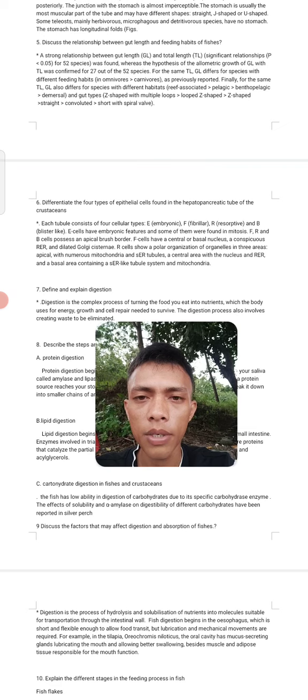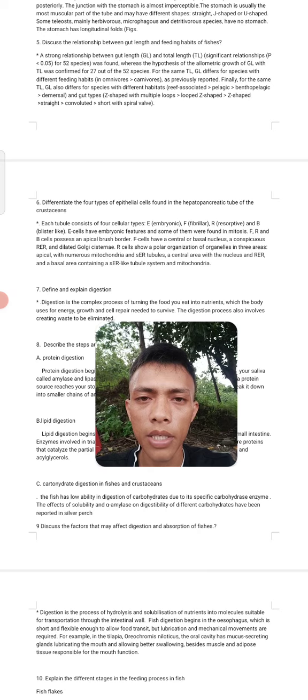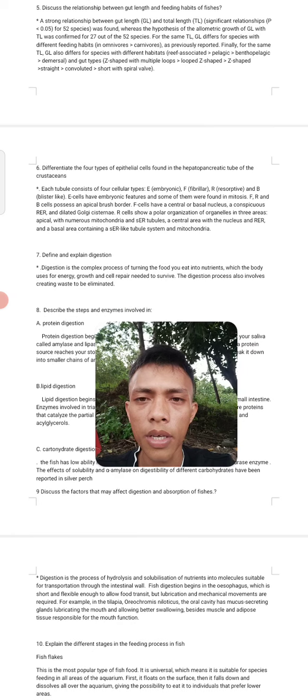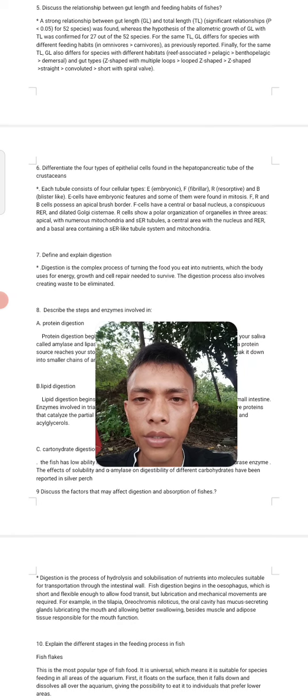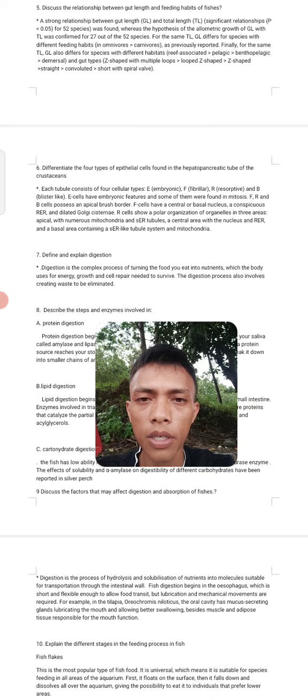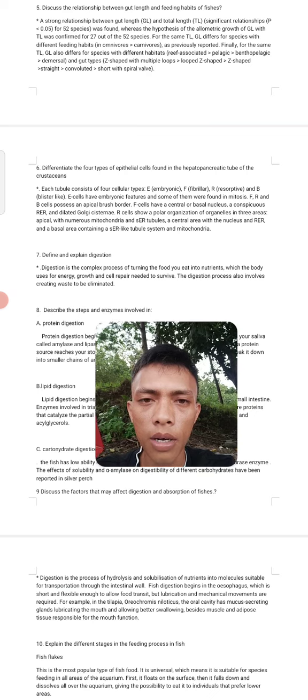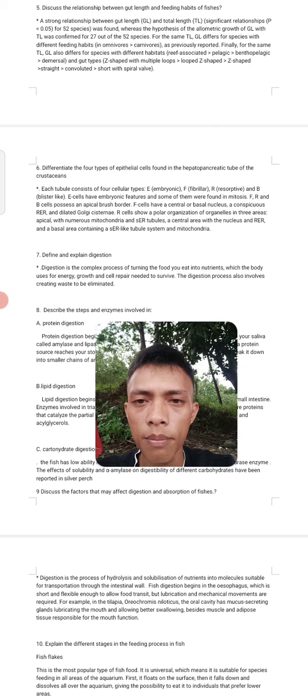Number 6. Differentiate the 4 types of epithelial cells found in the hepatopancreatic tube of the crustaceans. Each tube consists of 4 cellular types: E, embryonic; F, fibrillar; R, resorptive; and B, blister-like. E cells have embryonic features and some of them were found in mitosis. And B cells possess an apical brush border.